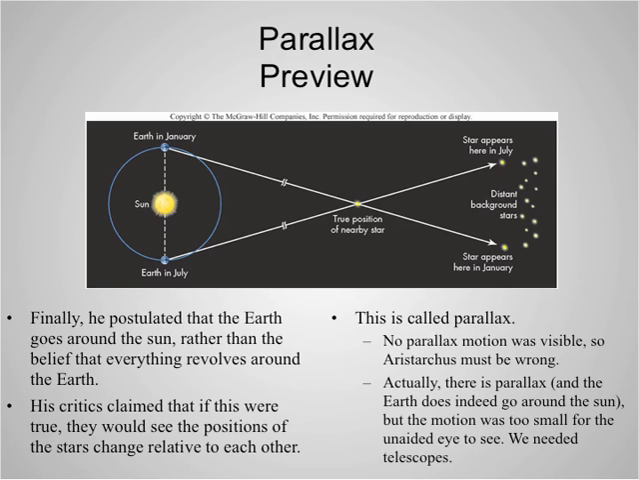It turns out that the reason this parallax could not be detected is because the angle was in fact too small to measure with the naked eye. We needed telescopes in order to measure it, but this parallax does exist. It was just indiscernible in Arcturus' time.